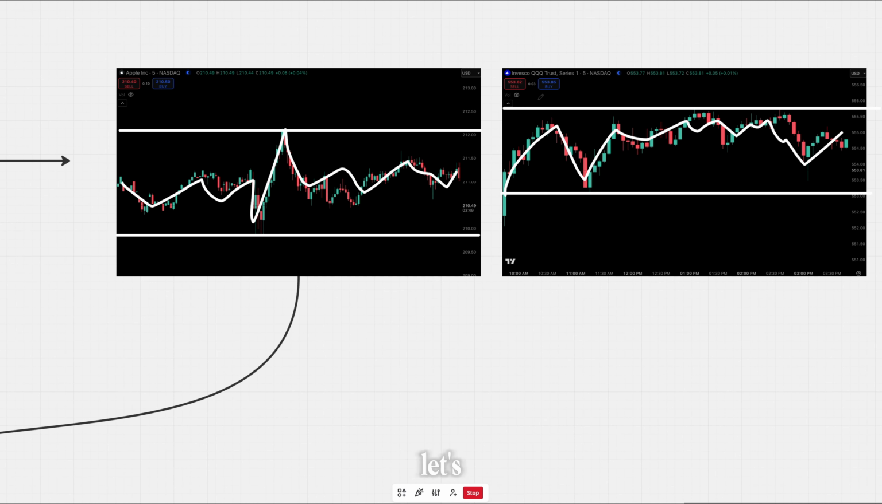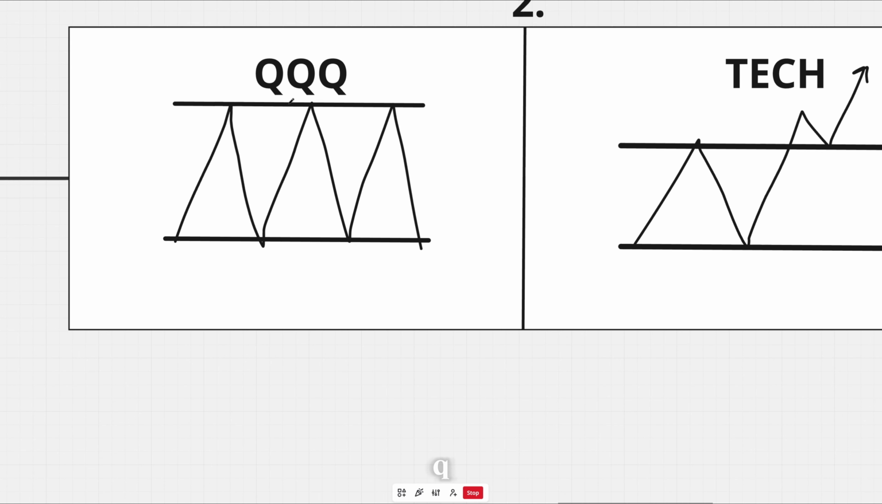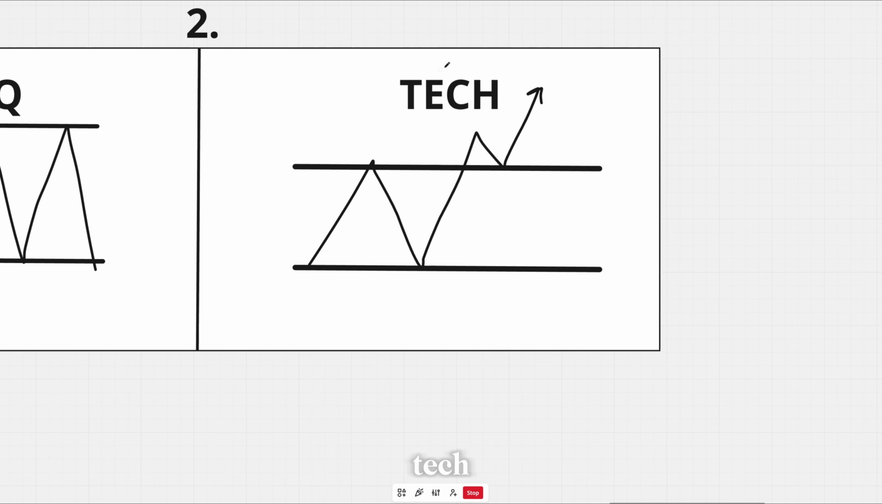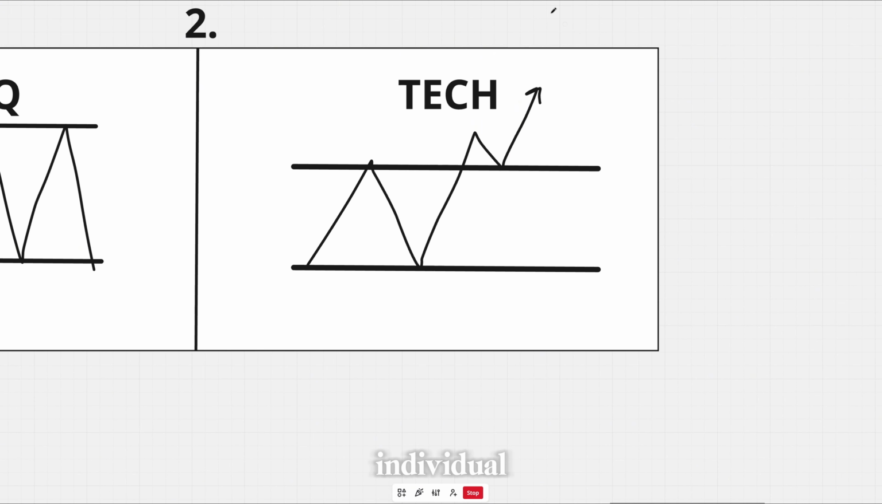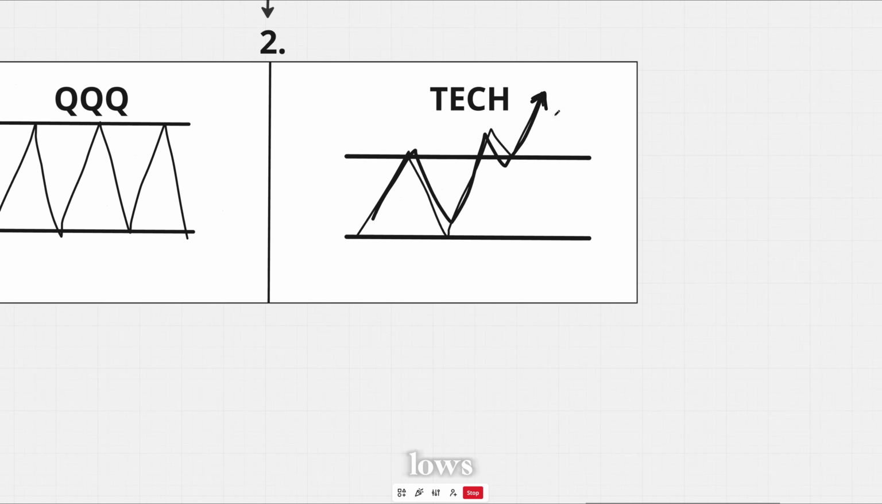Now let's move on to scenario number 2, where the QQQ, let me change the color really quick. The QQQ is still ranging, but now the tech stocks are pushing towards the upside. The individual name, for example, Apple, like we had previously, is pushing towards the upside, continuing to make higher highs and higher lows, right? We're in a trend.